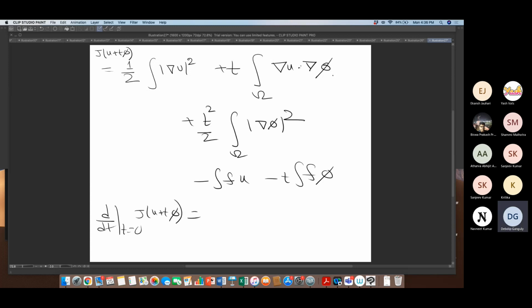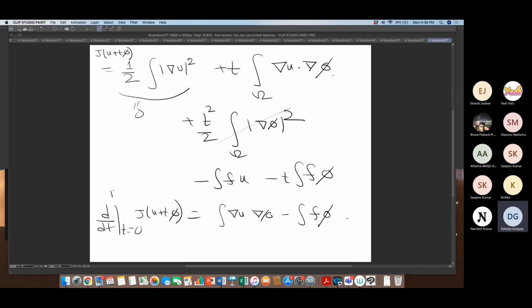Just differentiate with respect to t. What will happen to the first term? Differentiation with respect to t of anything without t is 0. Next term: gradient of u dot gradient of φ, and the t squared term gives 2t. The 2 cancels, only t is there, but t equal to 0, so this is also 0. Is that okay?